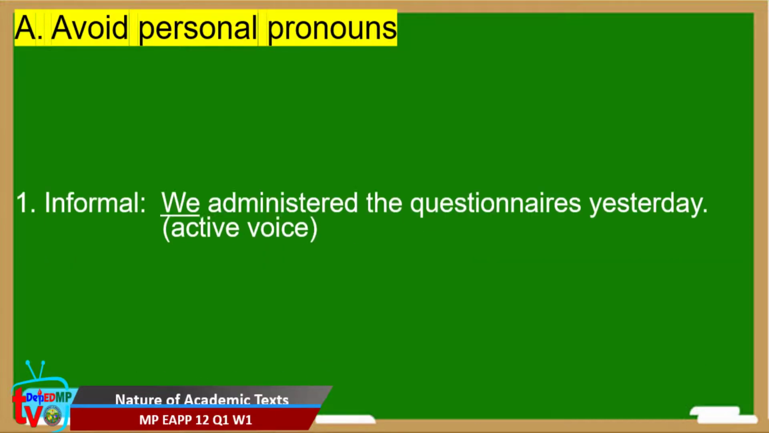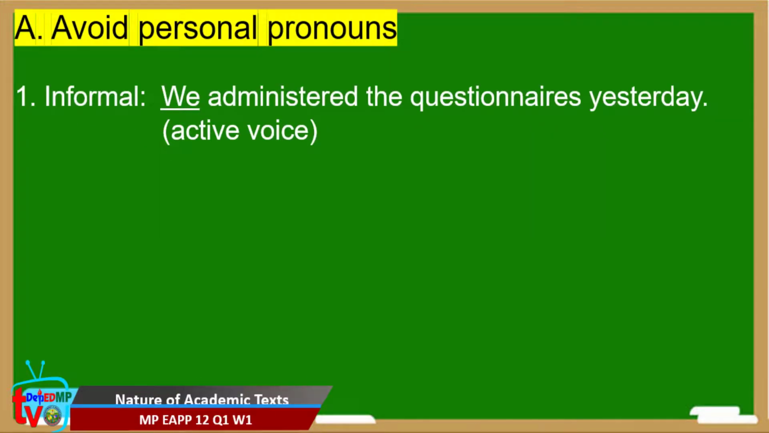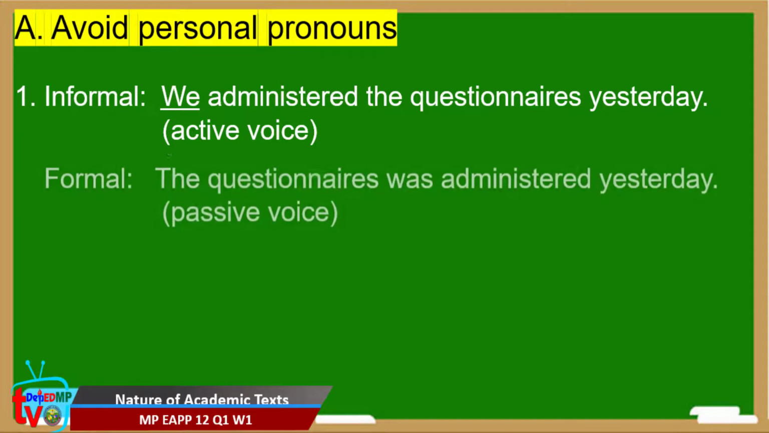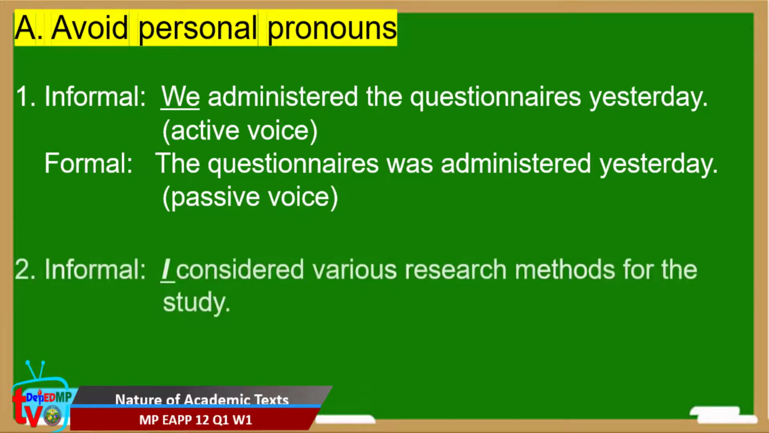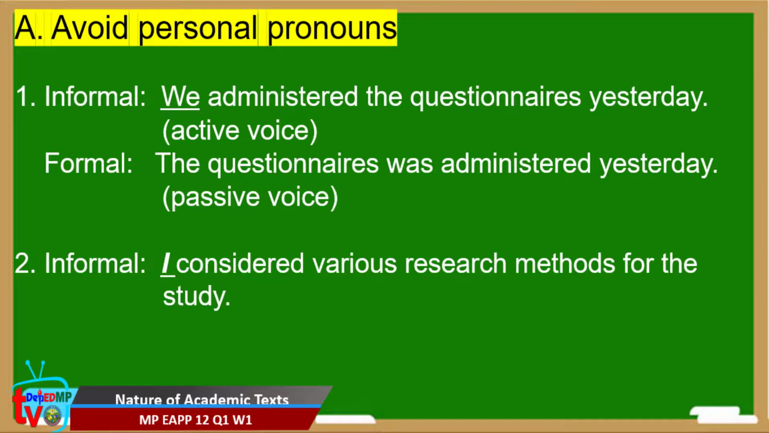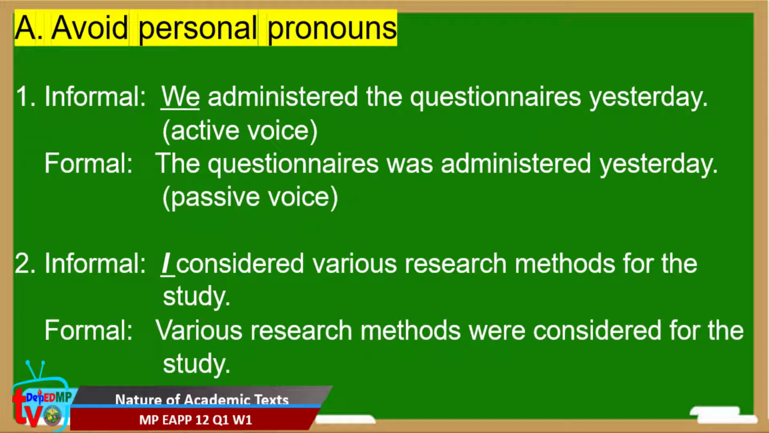Again, academic writing does not use personal pronouns such as I, we, you, me, myself, and other personal pronouns. Look closely at these examples. The first sentences are informal ones because they contain personal pronouns and they are in the active voice. In order to make them formal, we have to change them into their passive forms. Observe how the informal sentences were changed into formal ones. As you can see, the personal pronouns were omitted when changed into their passive forms.